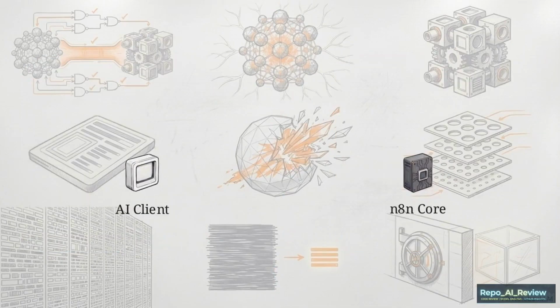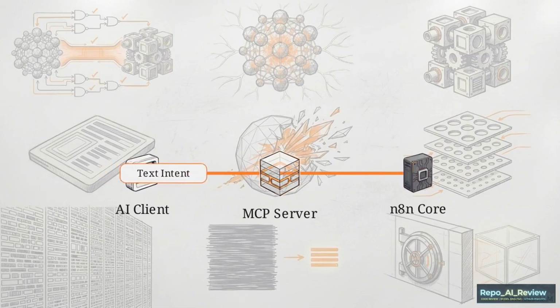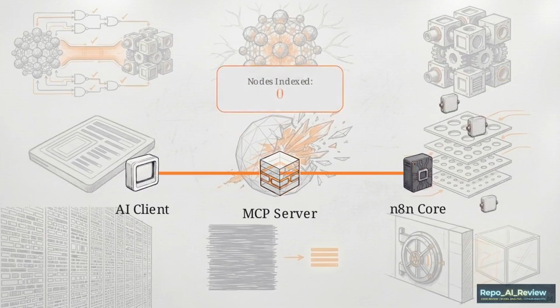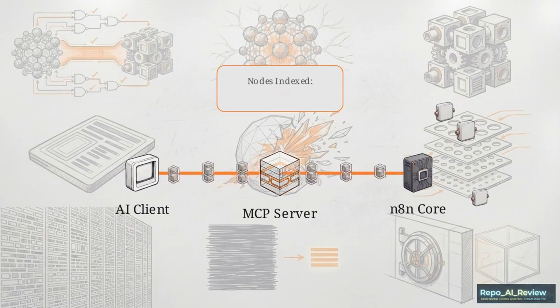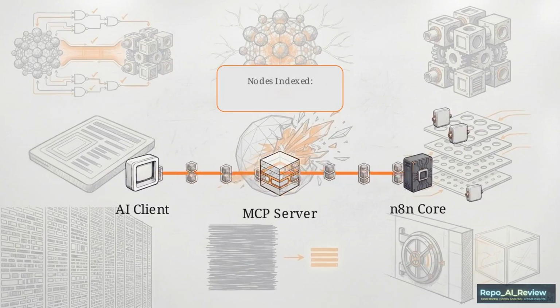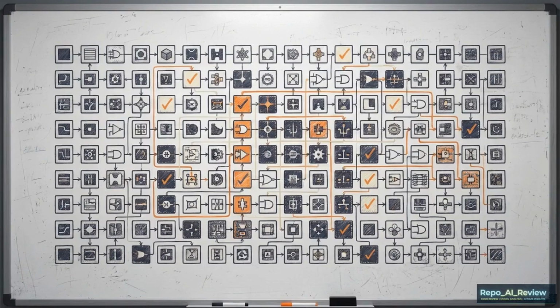This 3D architecture model illustrates the solution: a Model Context Protocol, or MCP, server. It acts as the technical bridge, translating text-based intent from the AI client into executable API logic for the n8n core. To make this translation possible, the server actively indexes the exact parameters of 1,650 workflow automation nodes. This index covers standard core components as well as highly specific community-built integrations.